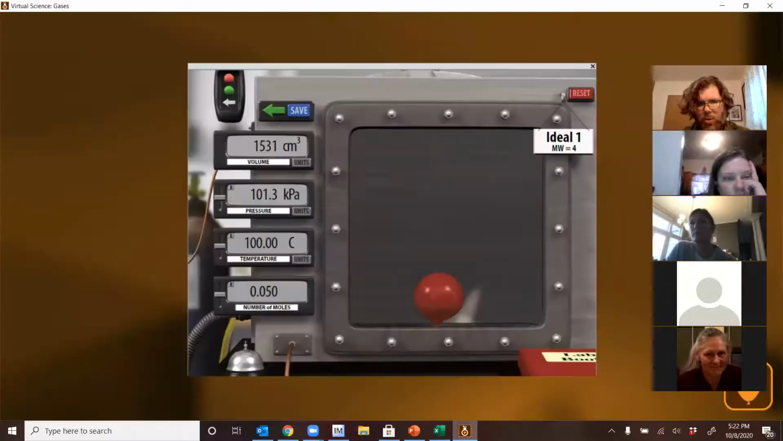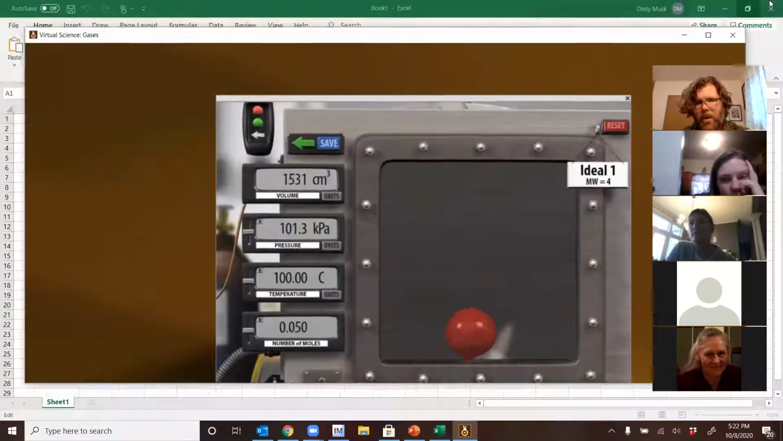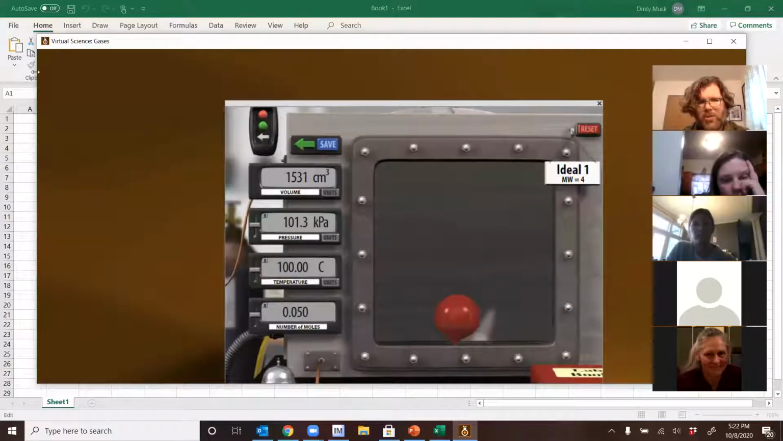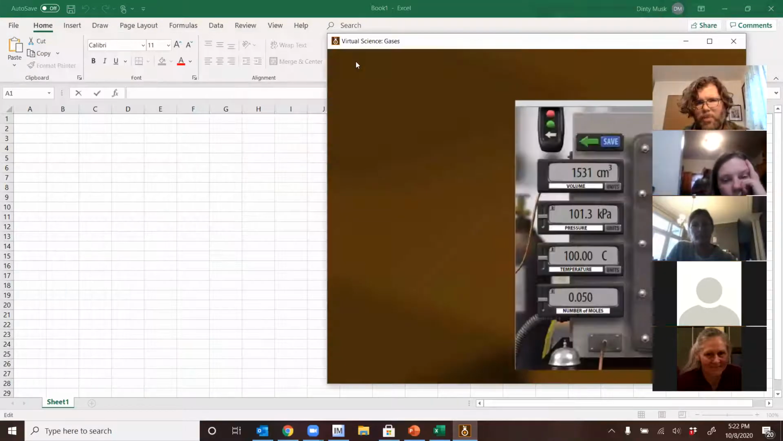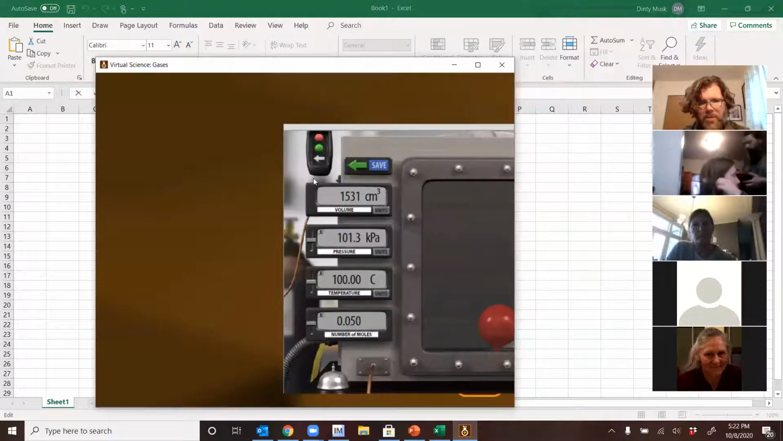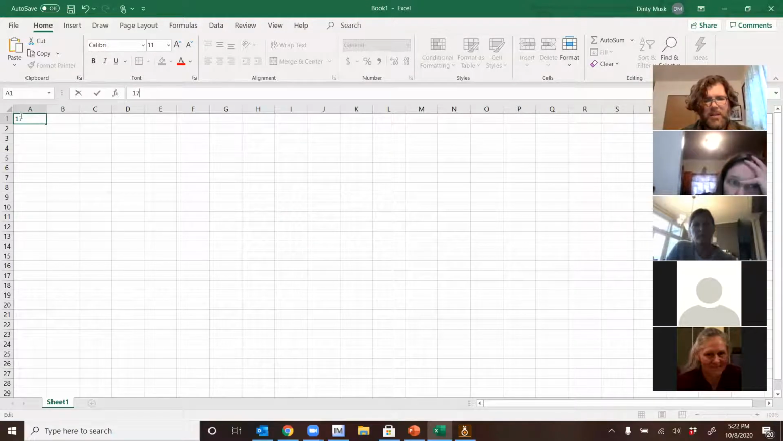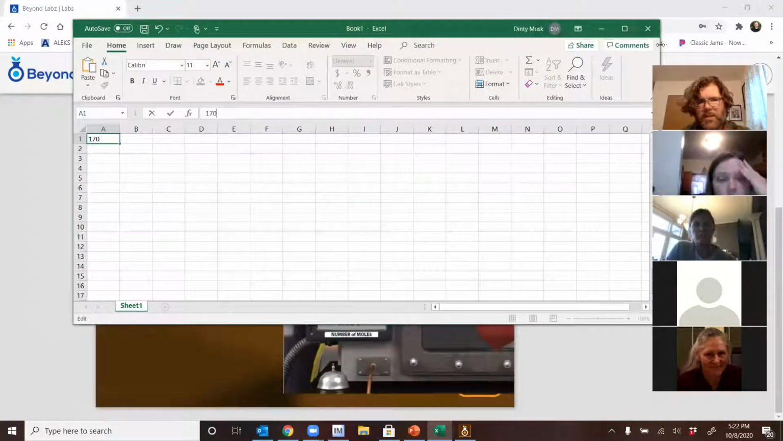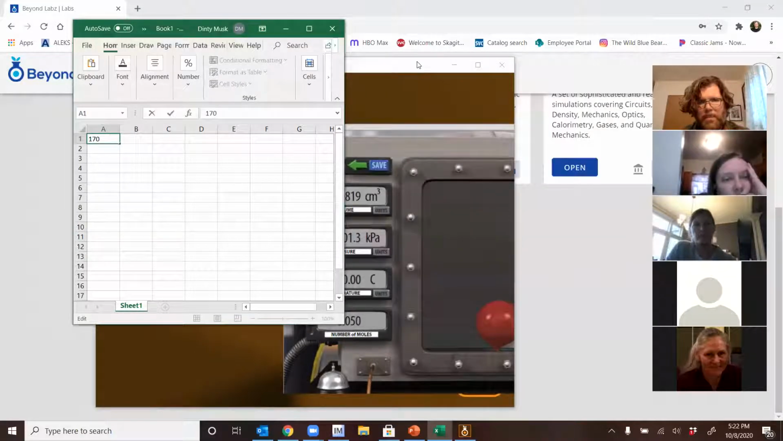So where am I getting these coordinates? Well, I'm going to get them by doing a short, small version of the lab that we did last week. I am going to change my temperatures, and I'm going to use temperatures that you guys haven't done. So I'm going to start at 170 degrees Celsius, and I'm going to make this smaller so that I can see both things at the same time.